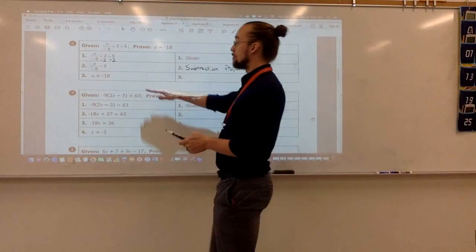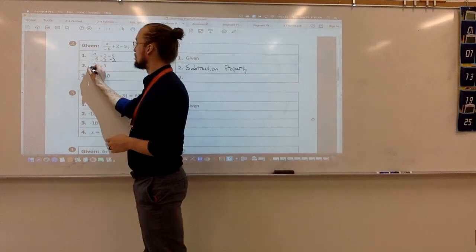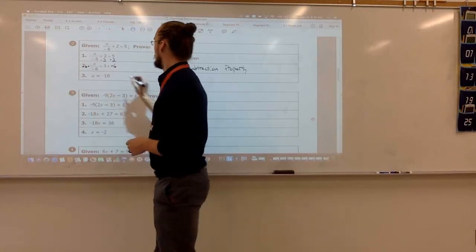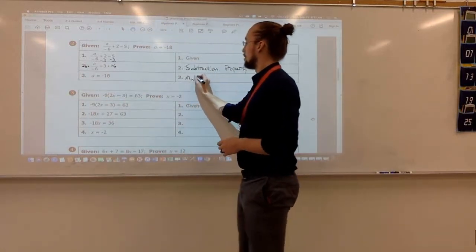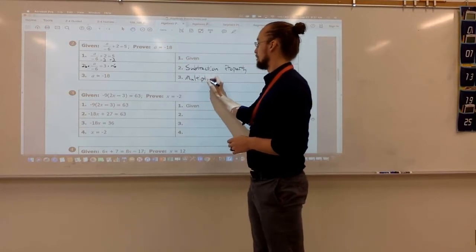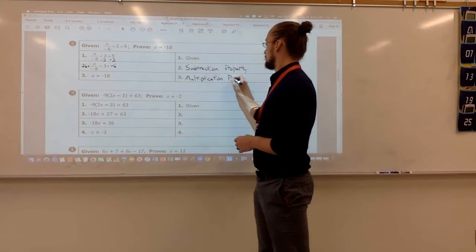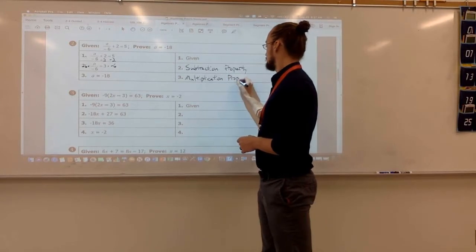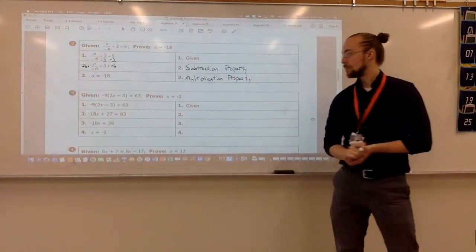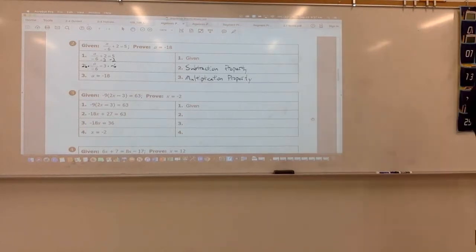Yeah, I multiplied, right? I would multiply both sides by negative 6. So that would be the multiplication property. Questions?